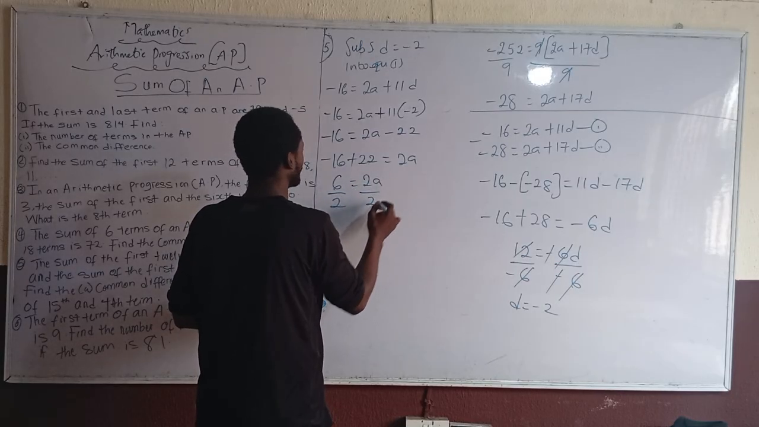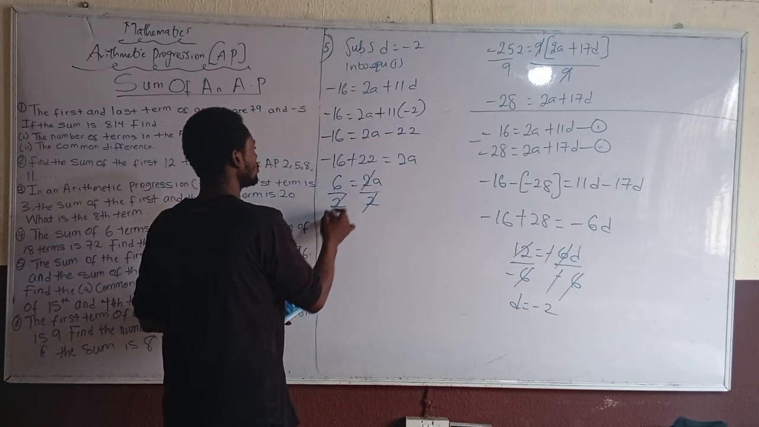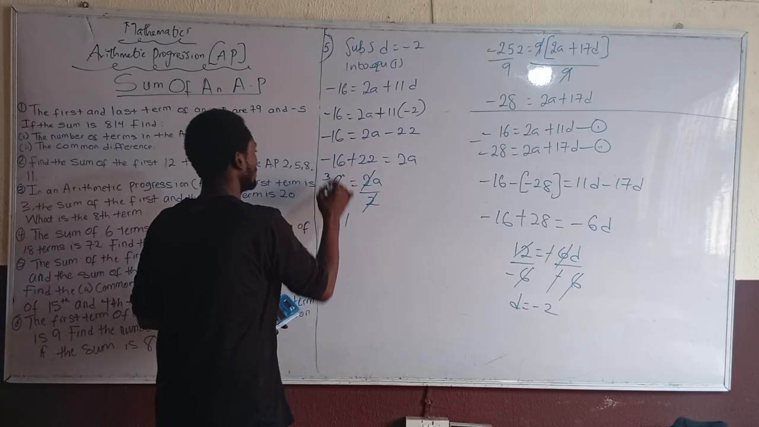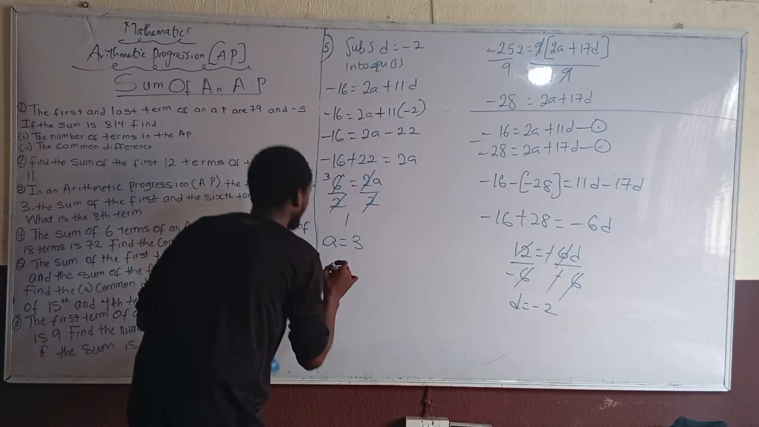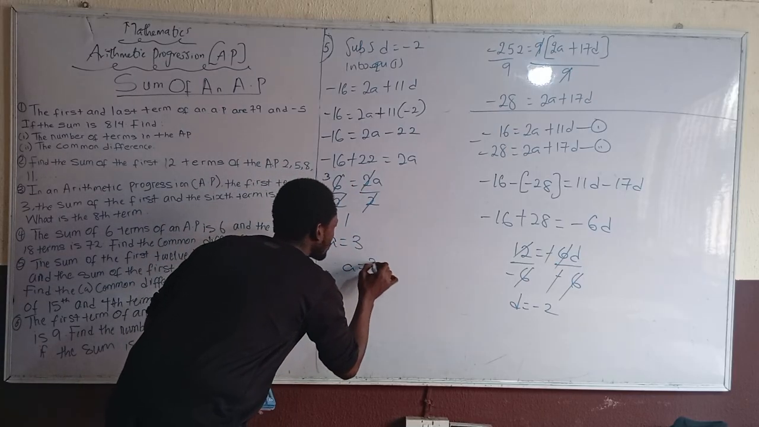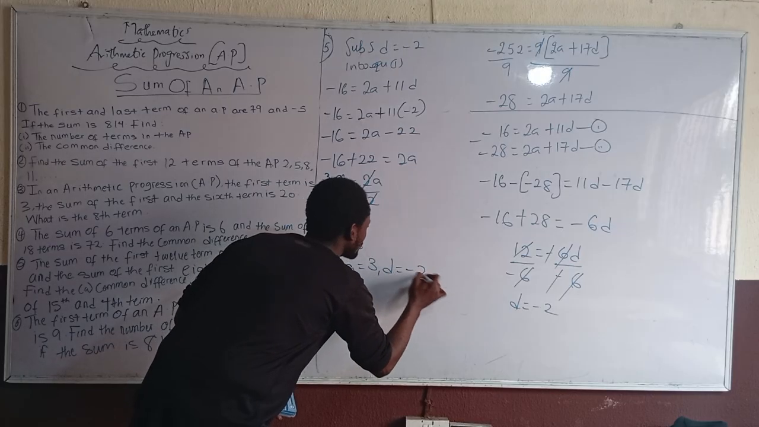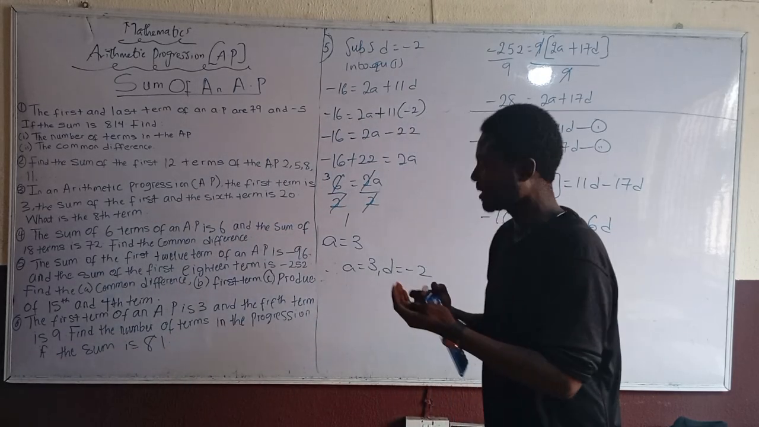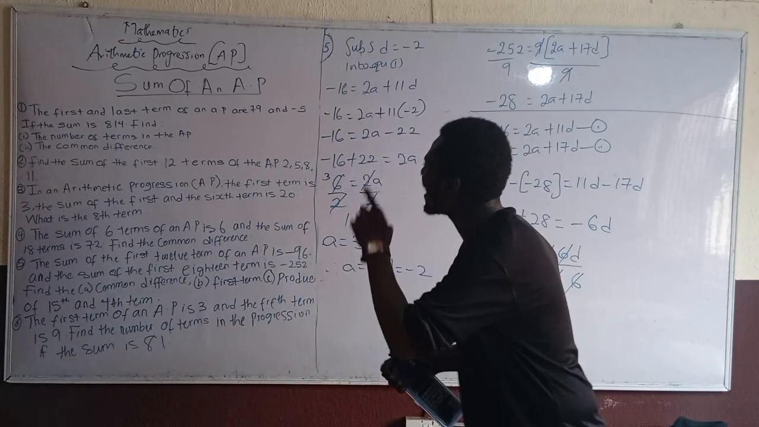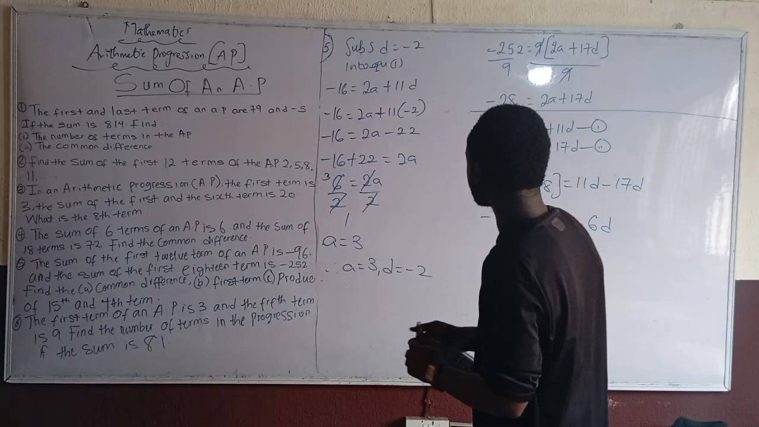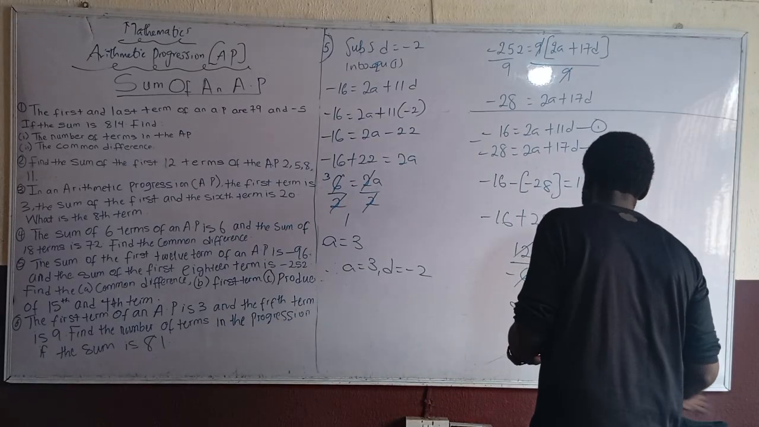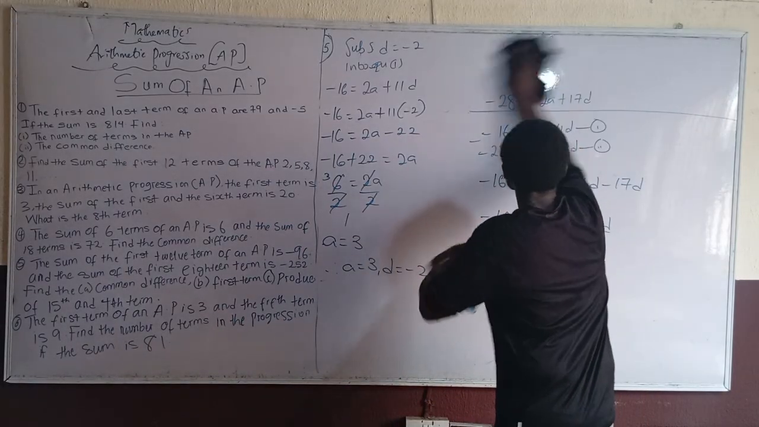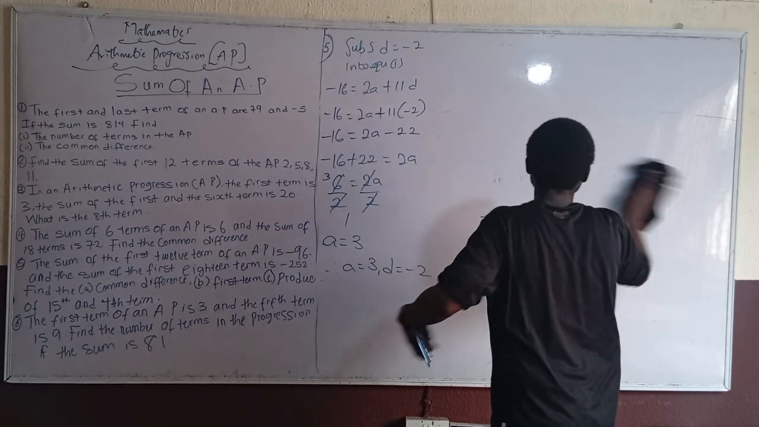Divide by 2, divide by 2. 2 will cancel 2. 2 here 1, 2 here 3. So my a equals 3. Therefore, a is equal to 3, d is equal to minus 2. But we are not done. We now said, find the product of the 15th and 4th term. So I will get my 15th term and my 4th term, and I will calculate the product.